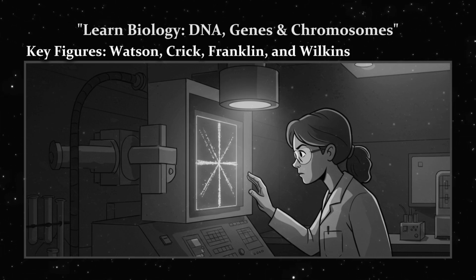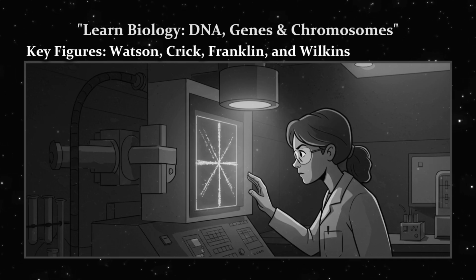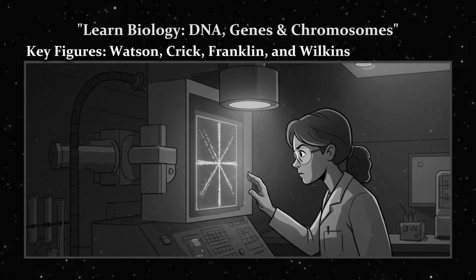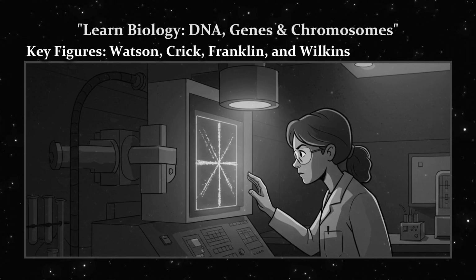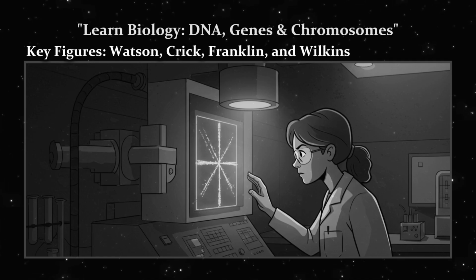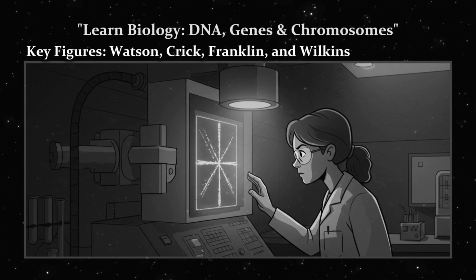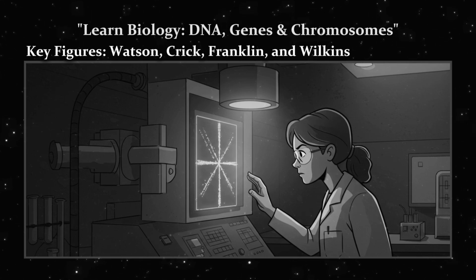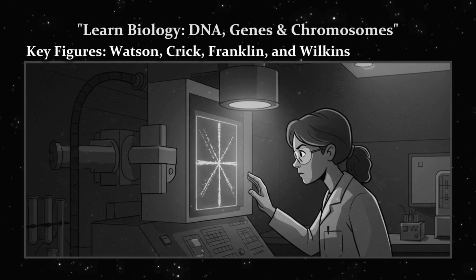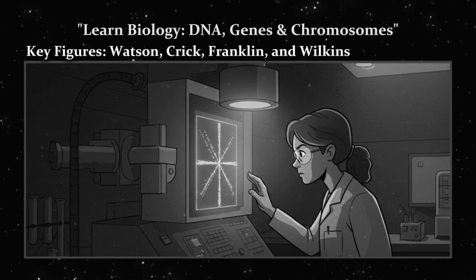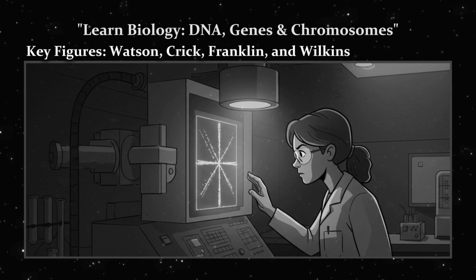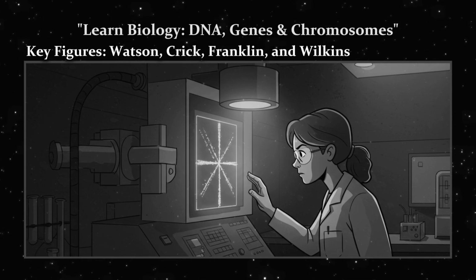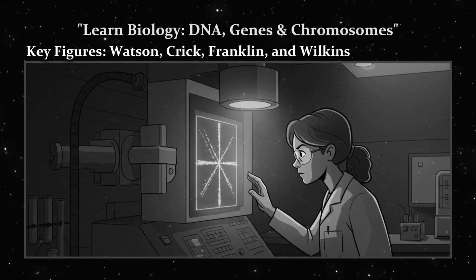The A form produced a complex X-ray pattern that was difficult to interpret, but the B form, the wetter form of DNA, produced a pattern that was strikingly clear. In May 1952, Franklin, working with her graduate student Raymond Gosling, captured a stunning X-ray diffraction image of the B form. This image, which would become known to history as Photo 51, was the single most important piece of evidence in the entire story. It was a clear, beautiful X shape, right in the middle of the diffraction pattern.